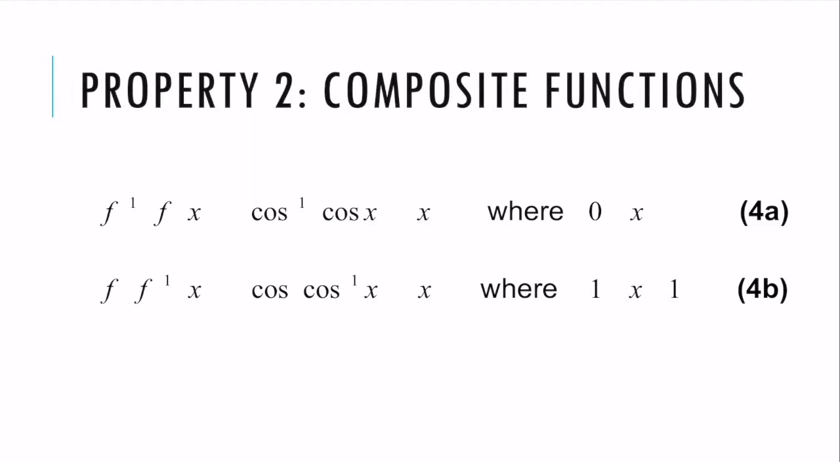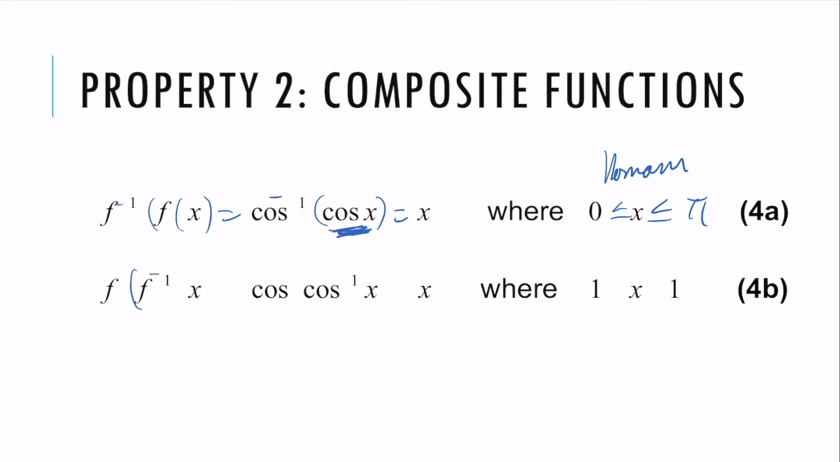Here are our property laws for composite functions for cosine. Remember, we really need to focus on the domains. If I have cosine inverse of cosine, the possible domain is between 0 and pi, because that's us taking our cosine domain and restricting it for inverse cosine.